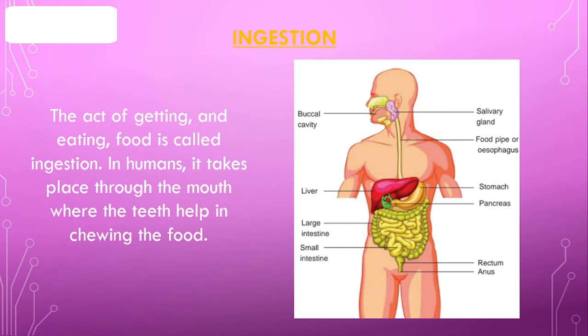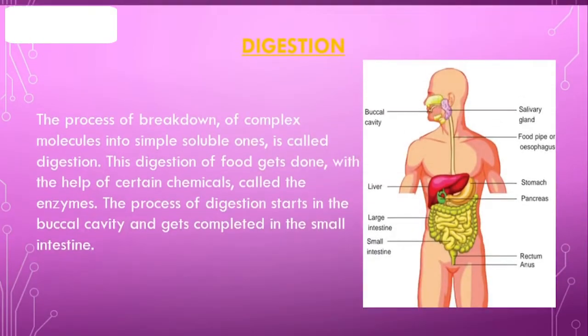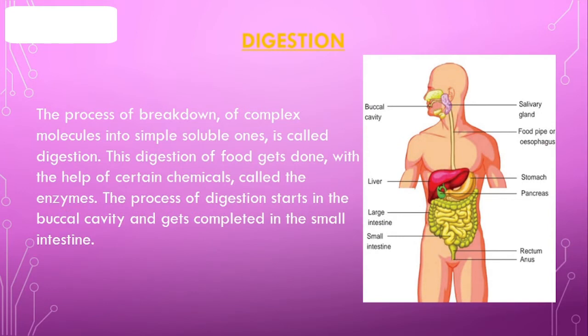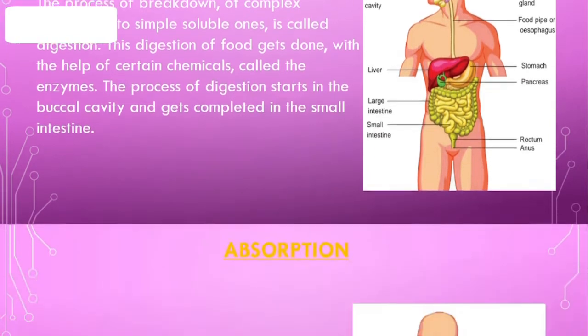Let us study about ingestion. The act of getting and eating food is called ingestion. In humans, it takes place through the mouth where the teeth help in chewing the food. Digestion. The process of breakdown of complex molecules into simple soluble ones is called digestion. The digestion of food gets done with the help of certain chemicals called enzymes. The process of digestion starts in the buccal cavity and gets completed in the small intestine.